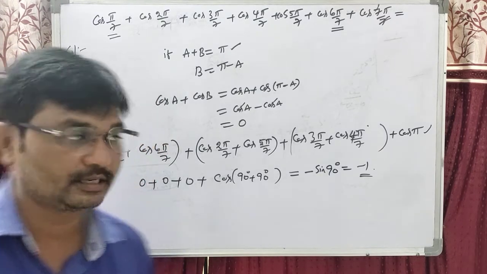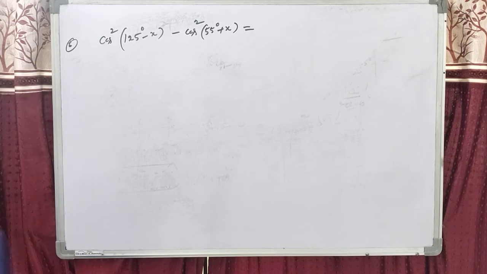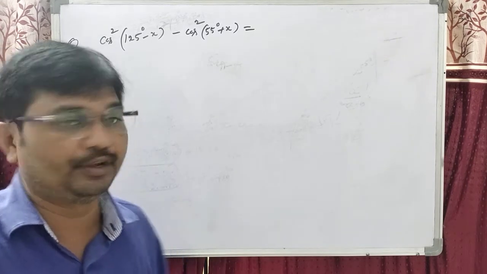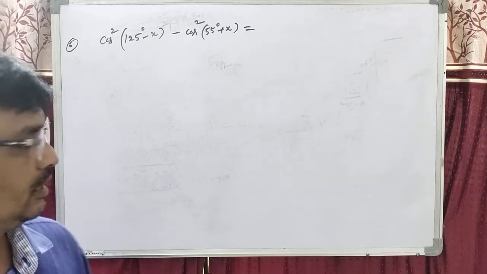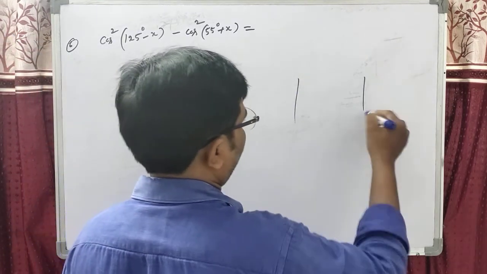Write down, students. My dear students, the cos square of 125 minus x minus cos square of 55 degrees plus x. Before that, dear students, yesterday I explained one question.